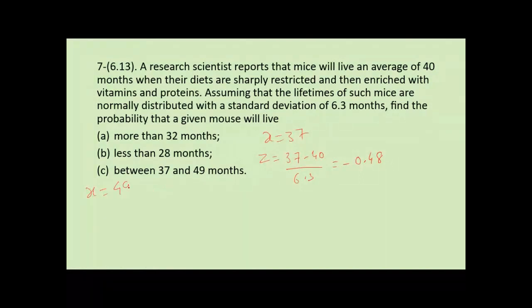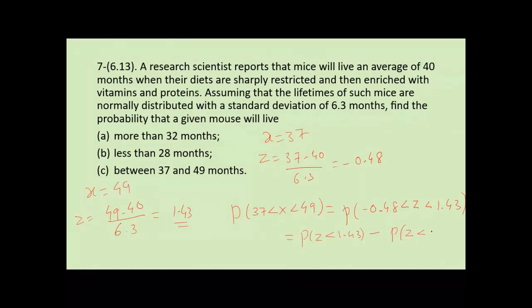When x is 49, it is 49 minus 40 divided by 6.3, which is 1.43. So probability of 37 less than x less than 49 is equivalent to probability of negative 0.48 less than z less than 1.43. Find the area from the table which is lying on the left side of 1.43. So this should be done: probability of z less than 1.43 minus probability of z less than negative 0.48. From the table we find two probabilities. The left side of 1.43 is bigger, and then subtract the second one from it. Then we will end.